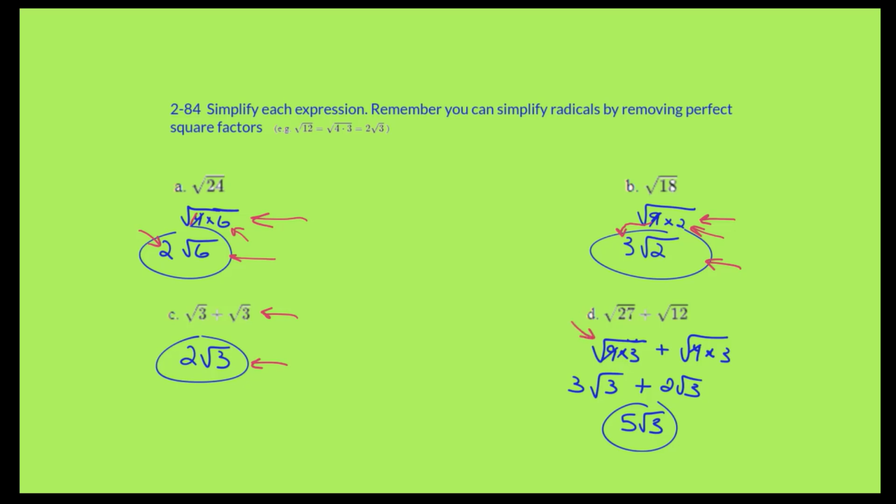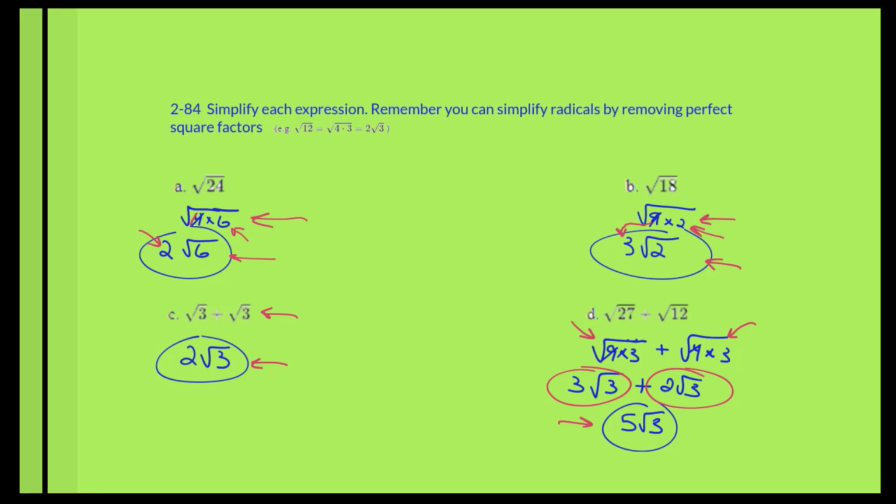Then you'll see on part D, I broke each one down individually. On the square root of 27, the highest perfect square that's a factor is 9, so I broke that down and got 3√3 on the first part. Then on the second one, I found the highest perfect square was 4, whose square root is 2, so then I have 2√3. Then all I'm doing is combining like terms by adding 2 plus 3, so 5√3 is the final answer on that one.